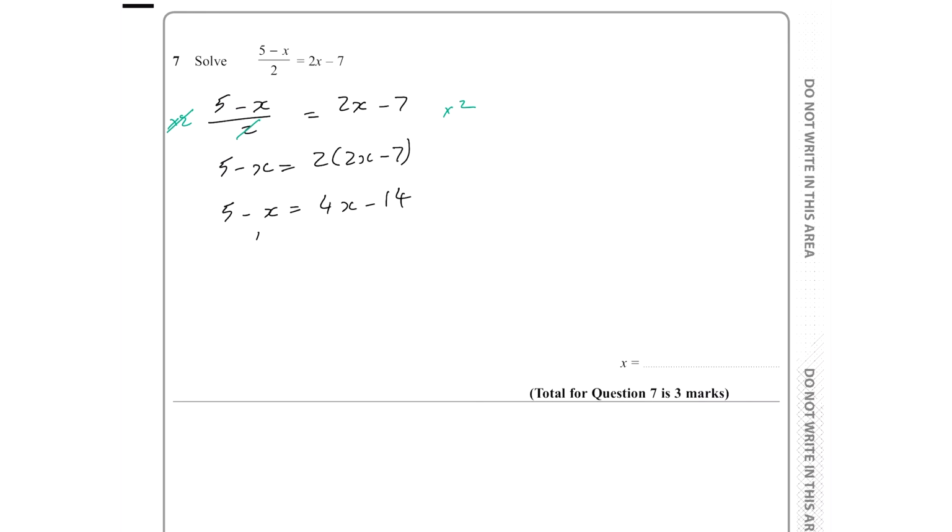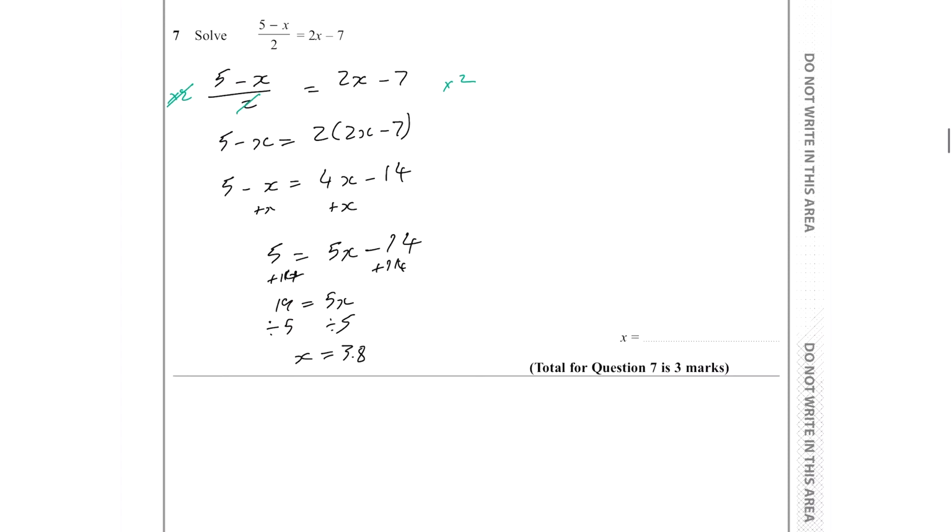Now if I add x to this side and add x to this side, I end up with 5 is equal to 5x minus 14. Sorry, let me just fix that. And then I can add 14 to each side, and I get 19 is equal to 5x. And finally, I can divide each side by 5, and I get x is equal to 3.8.